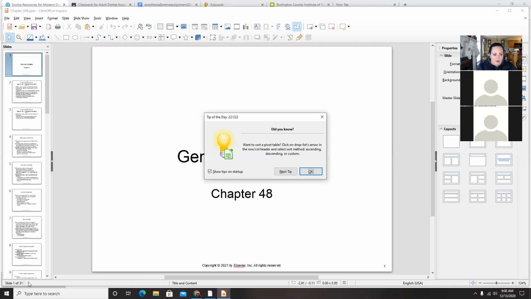If you were to write it in your chart, how would you write it? Lidocaine 2% with epi 1 to 100,000. Okay. And what color is that cartridge? Red. Okay. It's on the test.